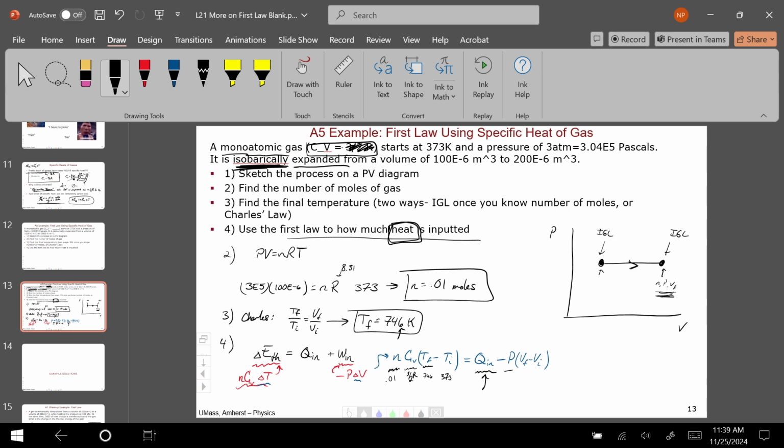Okay, the pressure, remember it's the same pressure because it's isobaric, so that's why I don't have P initial or P final. So the pressure is 3E5. Okay, V final is 200 E minus 6, and V initial is 100 E minus 6. So if you plug in all these numbers, what you're going to get is that Qin is plus 76 joules. So heat was inputted into this gas to allow it to expand at constant temperature.